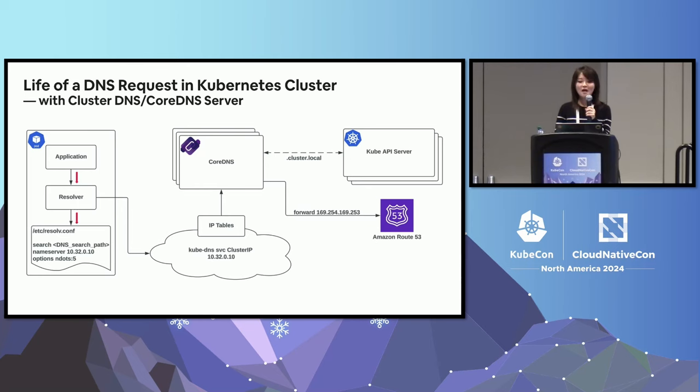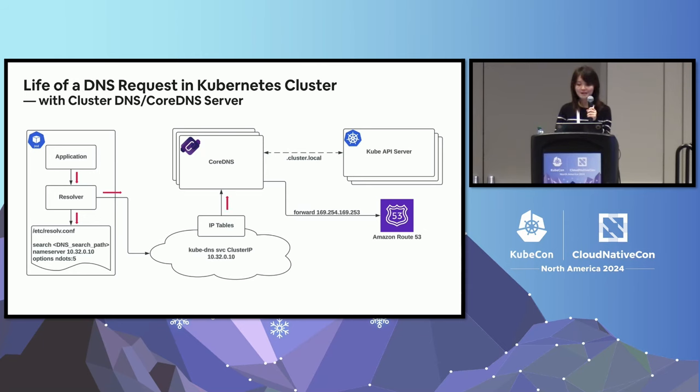The resolver consumes the DNS configuration on the pod, which is specified in the resolv.conf file. The DNS configuration file contains the name server IP that the resolver will send the query to. If we are using a cluster DNS server, this name server IP should be the cluster IP of the cluster DNS service. For example, the service is called kubeDNS with cluster IP 10.32.0.10. The resolver will send the traffic to this IP.